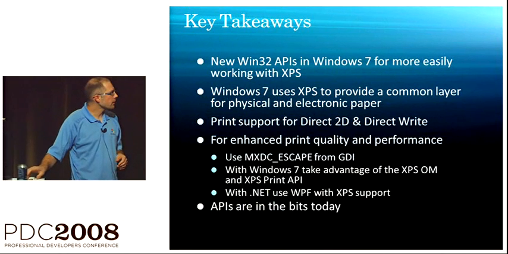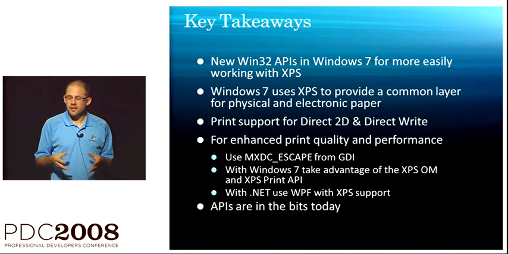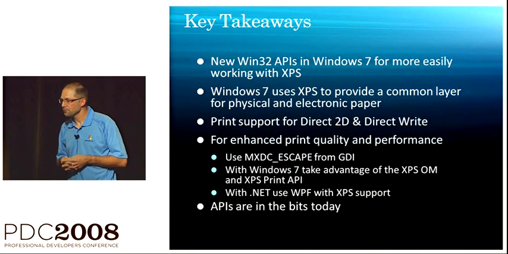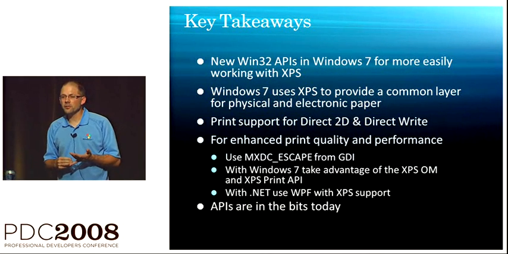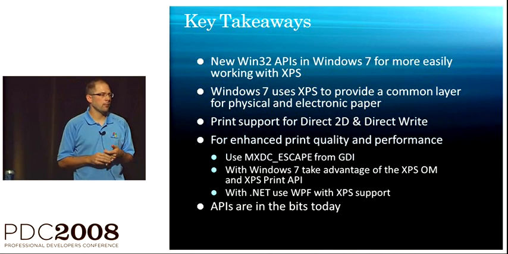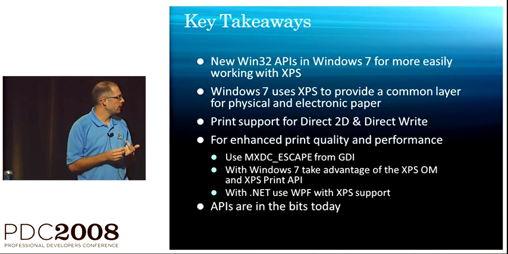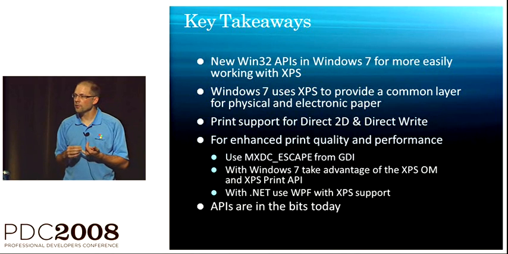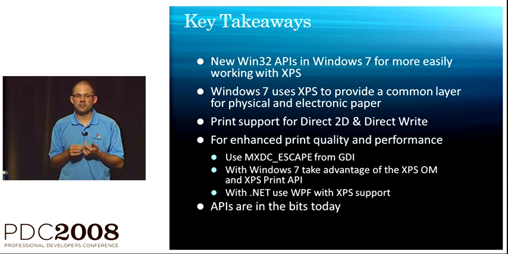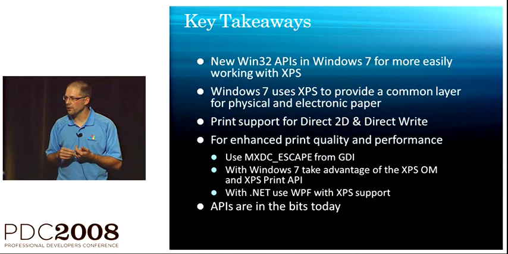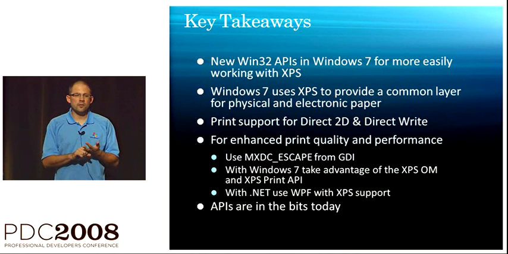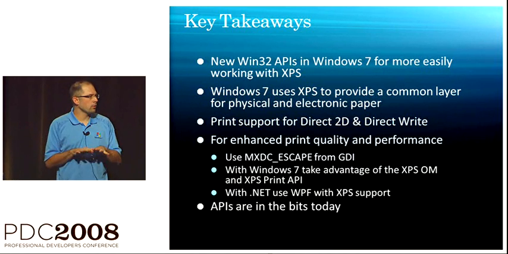Okay, so to sum up the key takeaways. First of all, in Windows 7 we've introduced a new API surface to make it much easier for Win32 developers to work with electronic paper in the XPS format. Win32 is no longer a second-class citizen when it comes to this particular part of the ecosystem. The way that we've done that provides a common layer whether you're physically printing or virtually printing.